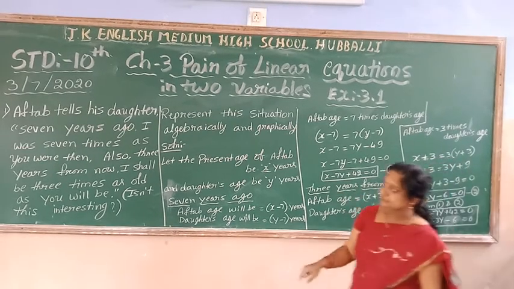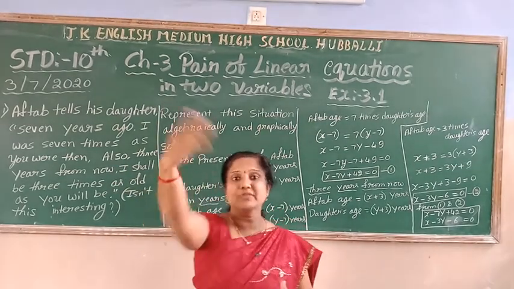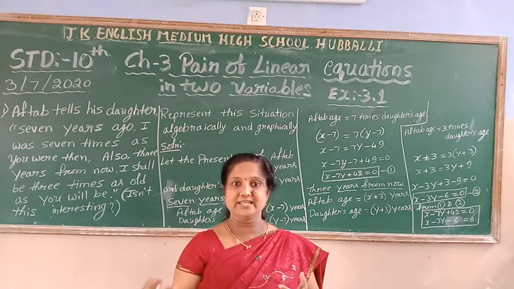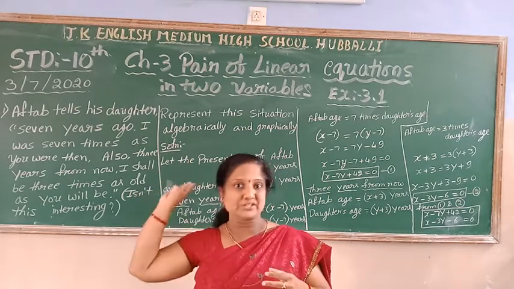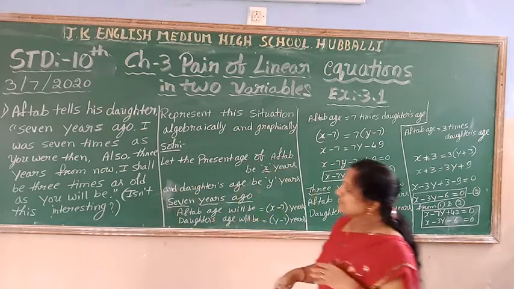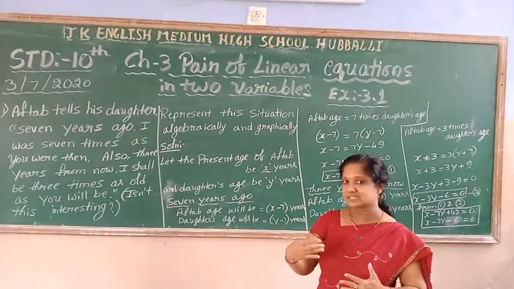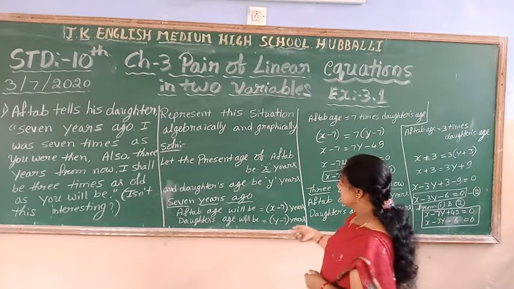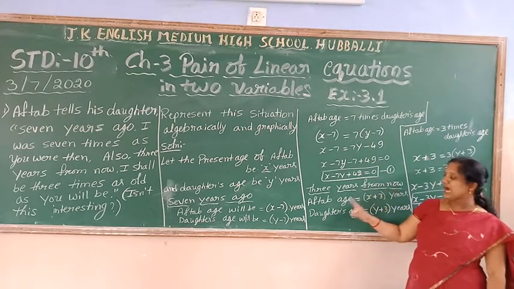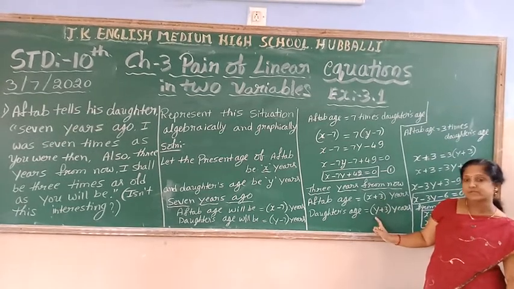Continuing, also 3 years from now. 3 years from now means after 3 years our age will not be the same, it increases. 7 years ago means we have to subtract; next, 3 years from now means we have to add. So 3 years from now, Aftab's age will be X plus 3 years, and the daughter's age will be Y plus 3 years.